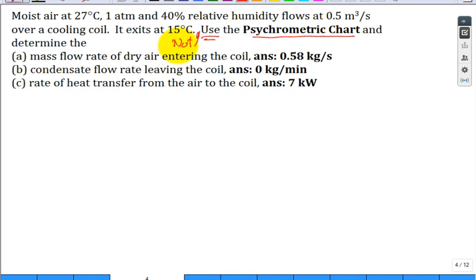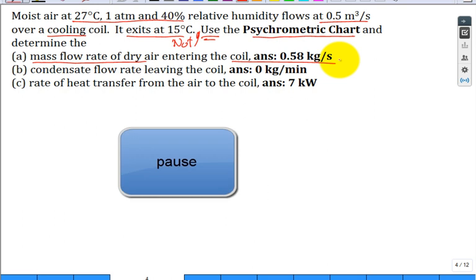Let's read this problem. Moist air at 27 C, 1 atm, 40% relative humidity flows at this volumetric flow rate over a cooling coil. It exits at this temperature. How would you use the psychrometric chart and solve for part A, which is determine the mass flow rate of dry air entering the coil? I want to pause, walk around. I want to see your equations. How are you going to use the psychrometric chart to get some of the data to then compute the mass flow rate of dry air entering the coil?